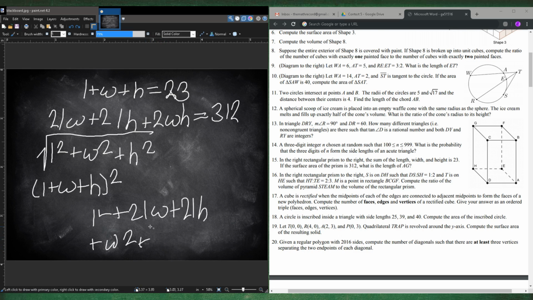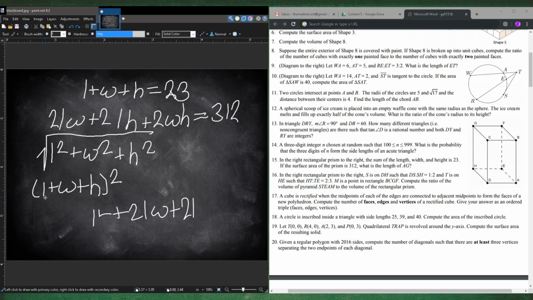plus 2WH plus H squared. So that's what it expands out to. So you get the L squared, the W squared and the H squared, and you get the extra 2LW, 2LH, and 2WH, right? So we just need to subtract that out.